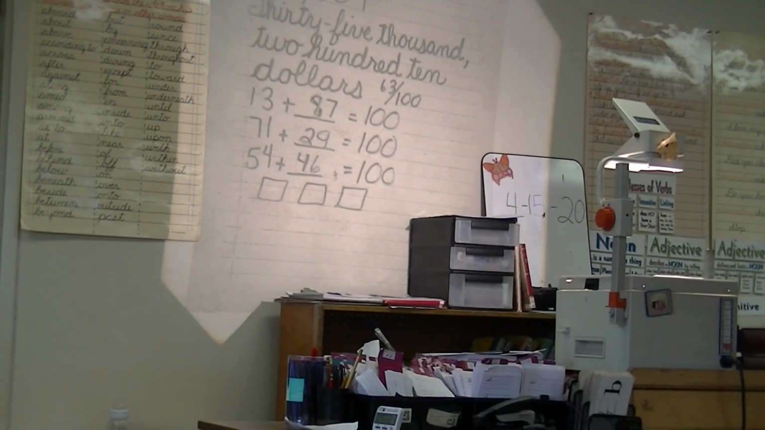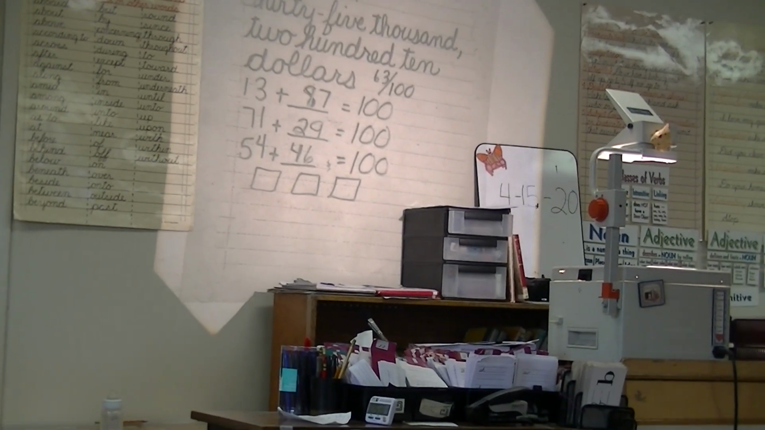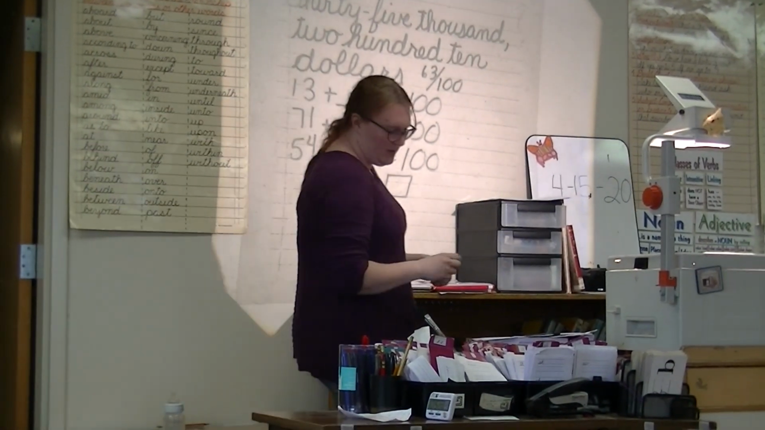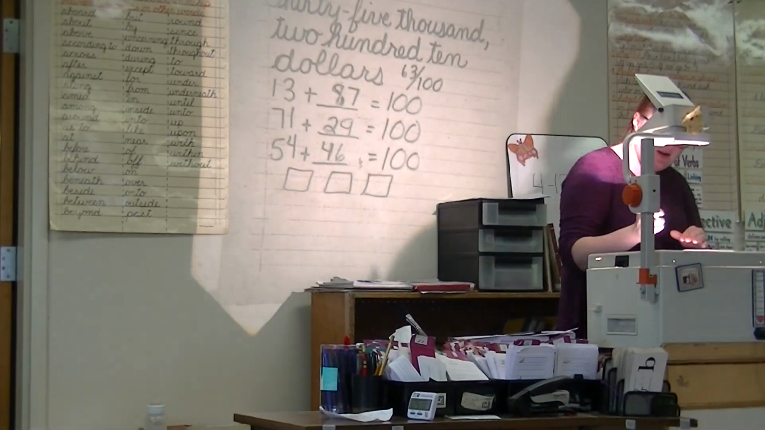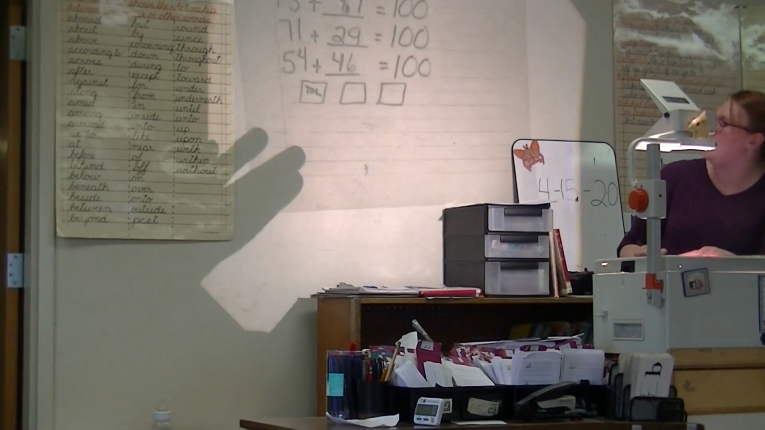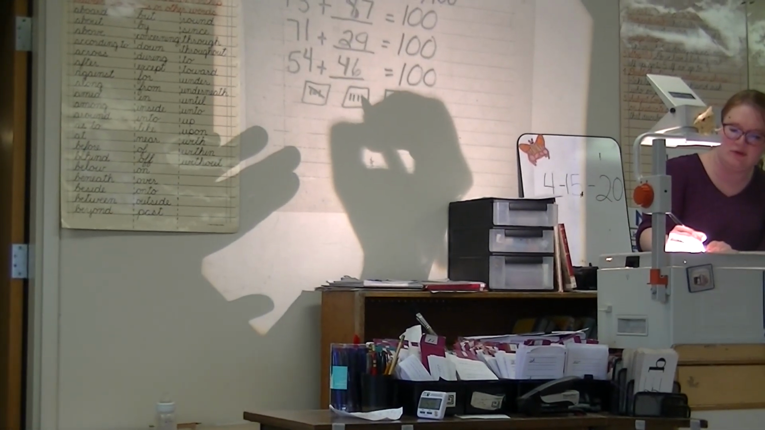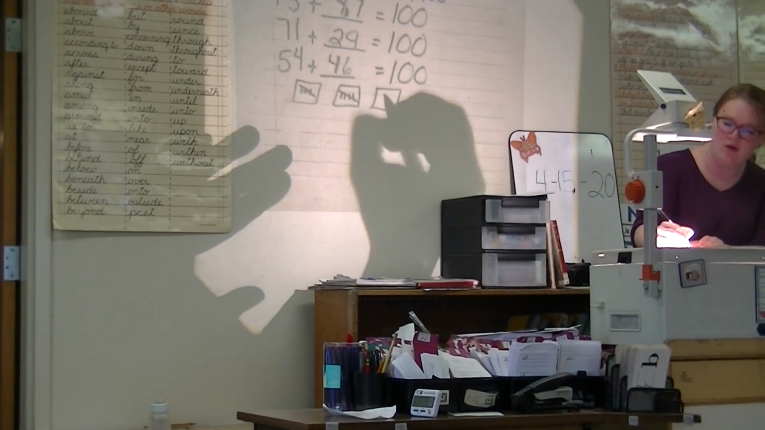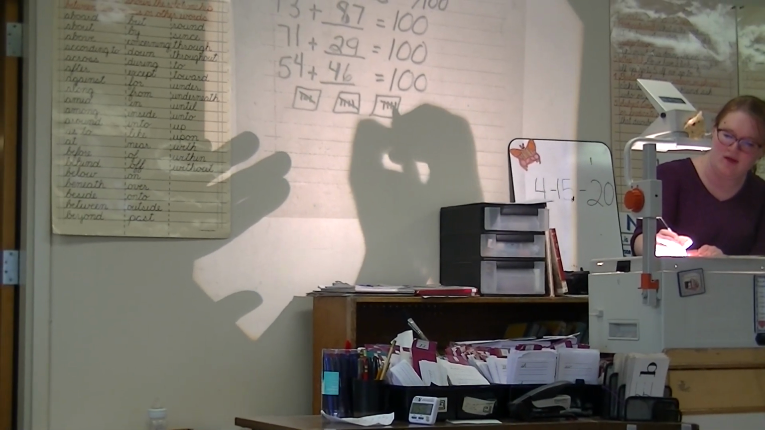How many markers does each child need to have? Rembrandt: 5. So we get to go 1, 2, 3, 4, 5.